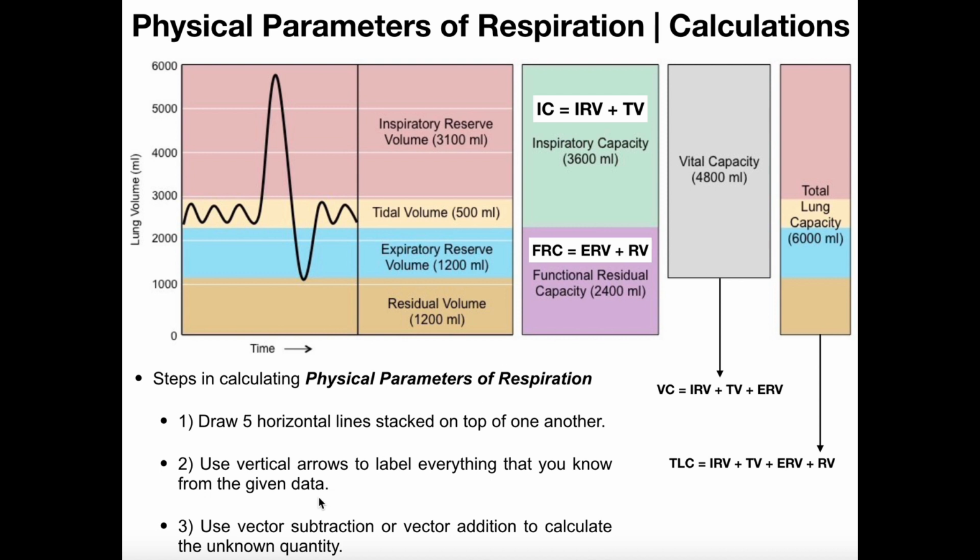Okay? And then once you've filled in everything you know, you're going to use vector subtraction and vector addition to calculate the unknown quantity. Now, if this doesn't make a lot of sense, let's go right to the examples. That's the best way to do it. Just jump right into it. But understand one thing very quickly. You may not need every piece of information that you're given. Okay? So just bear that in mind.